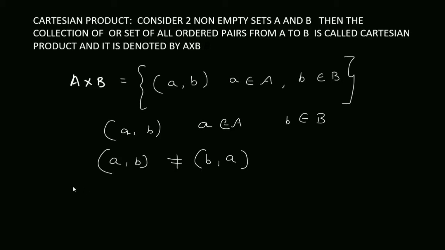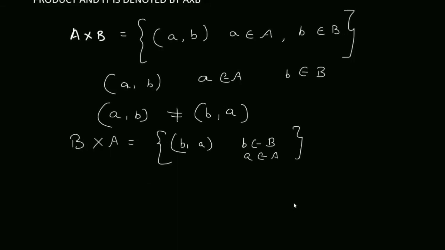Okay, so what will be B cross A? The B cross A definition will be (b, a) where b belongs to B and a belongs to A. So you know that they both are not equal. Ordered pair. So A cross B is not equal to B cross A. This is another concept you already learned in class 11. That is a concept that you learned.